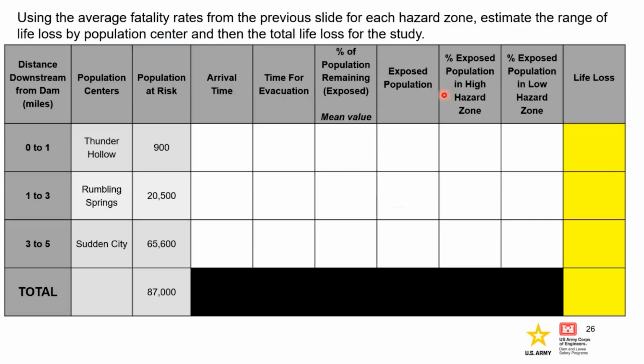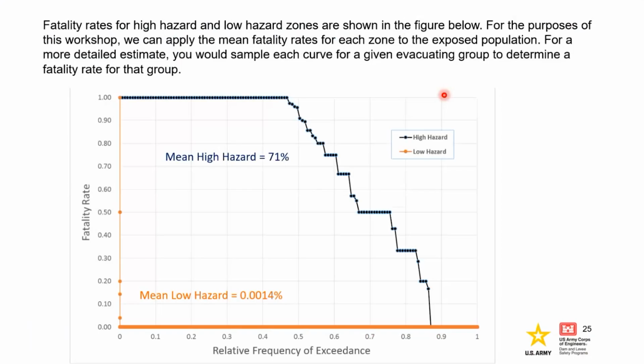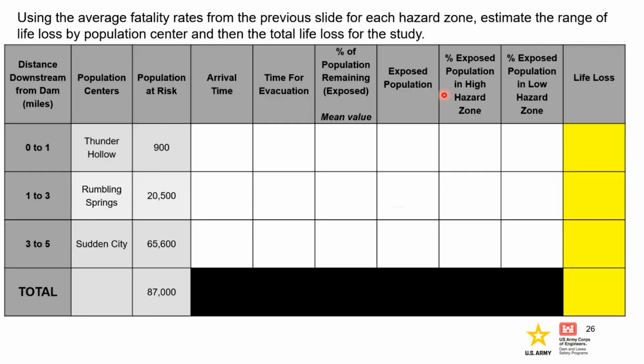But using the averages, go ahead, apply your 71 and 0.0014 percentage points to your exposed population. See what life loss you get. Again, you take your exposed population, multiply it by the percentage in the high hazard zone, multiply that by the high hazard zone's fatality rate. Same for the low hazard. I was thinking at one point that I'd ask all of you for your life loss and then make a histogram on the screen, but I don't think we've got time for that. So instead, let's see. Total life loss.